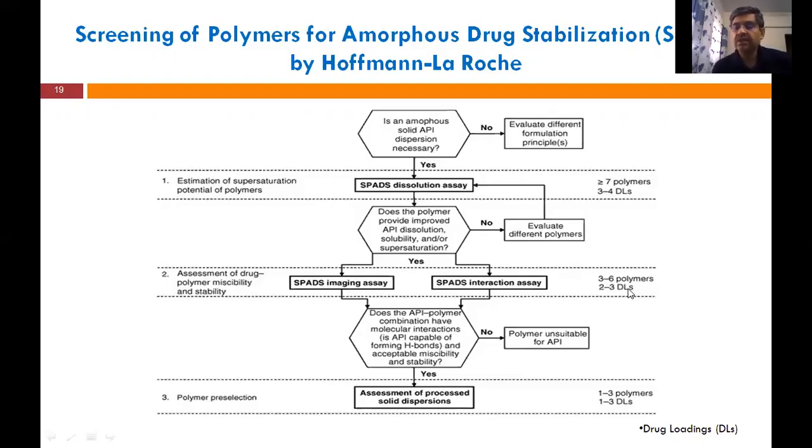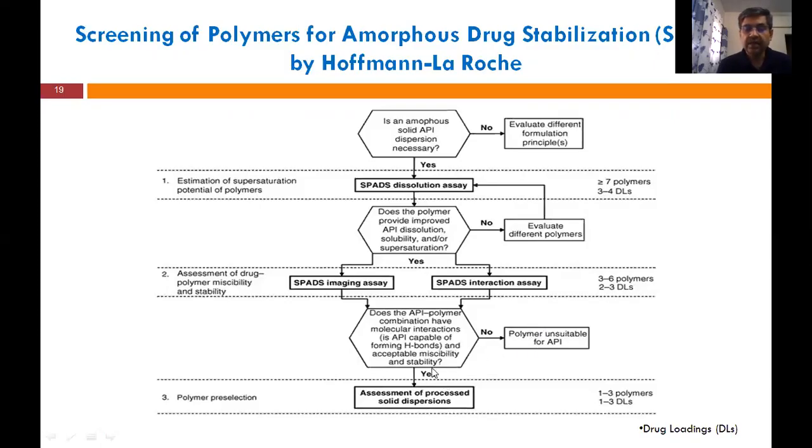We are reducing the number of polymers and the drug loadings so that we are now going to reach the optimal polymer and the optimal drug loading. The next question that we need to ask is, does the API polymer combination have molecular interaction? That is, is the API capable of forming hydrogen bonds, and is there acceptable miscibility and stability between the drug and the polymer? If you don't get this, then that particular polymer is not going to be suitable for your given API.